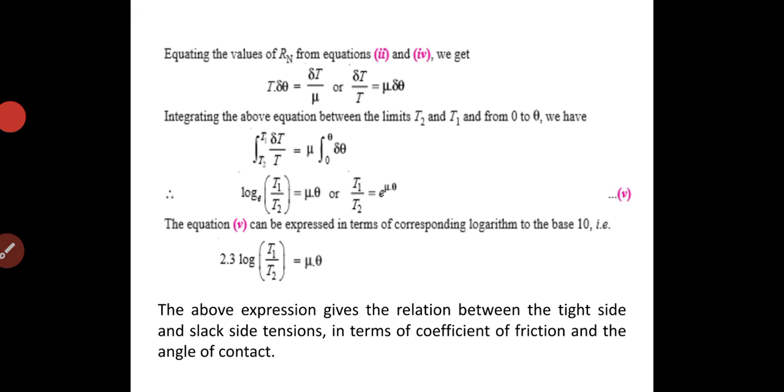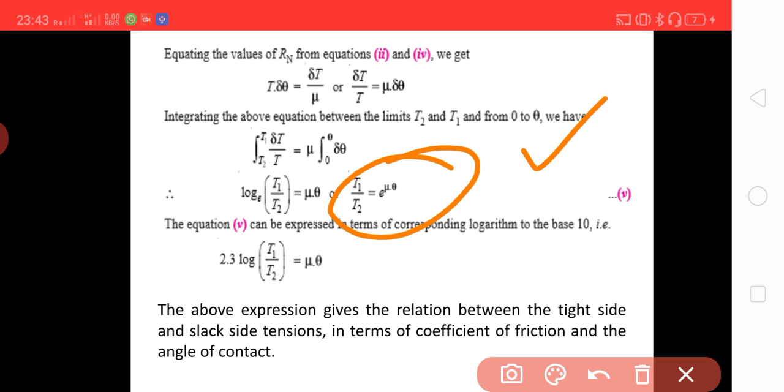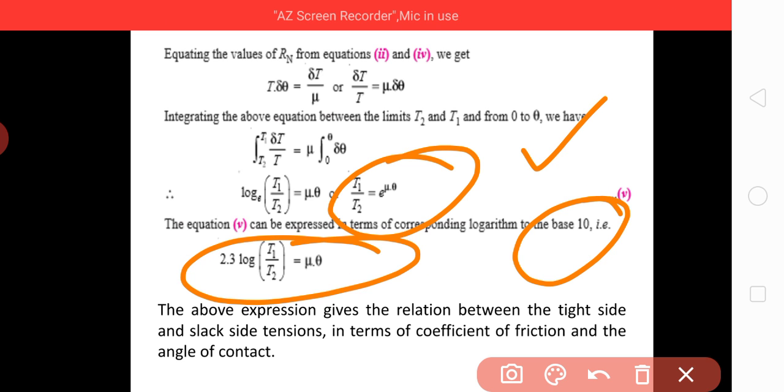Now simple mathematics is left. After integration, this will come as the formula, and for base 10, this is the formula again. The above expression gives the relation between the tight side and slack side tension in terms of the coefficient of friction and the angle of contact. This much is in your syllabus as per me, because otherwise this belt friction analysis is very lengthy. We can go to any extent, but as an engineer, for basics and for civil and mechanical, this much is the only required.